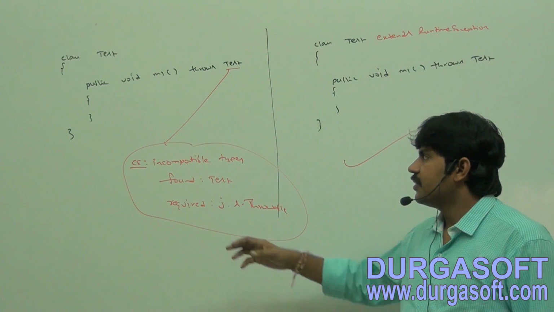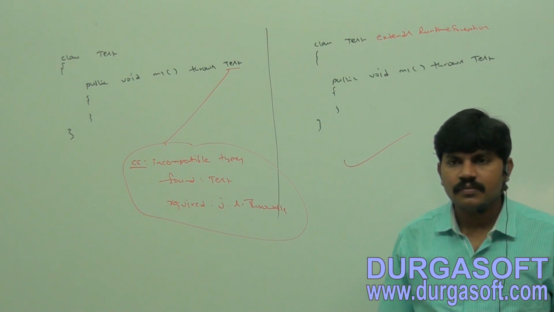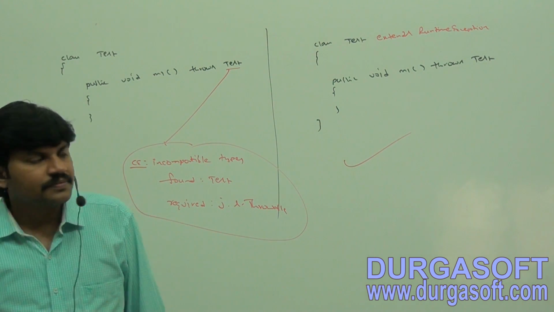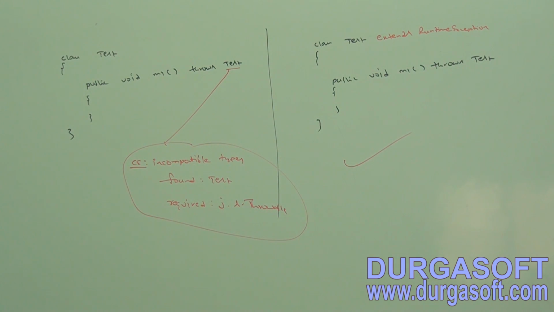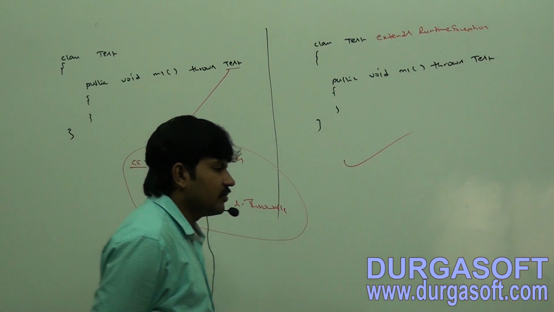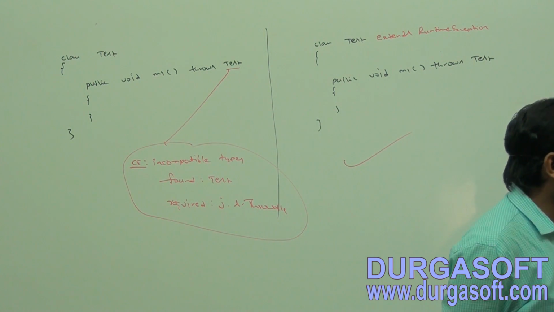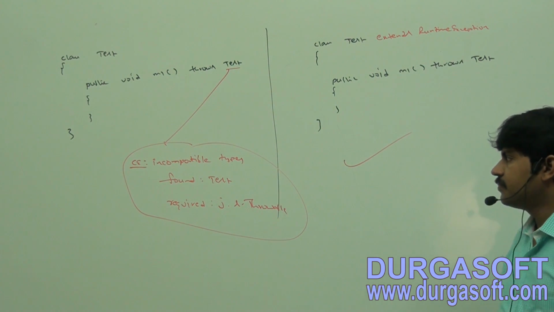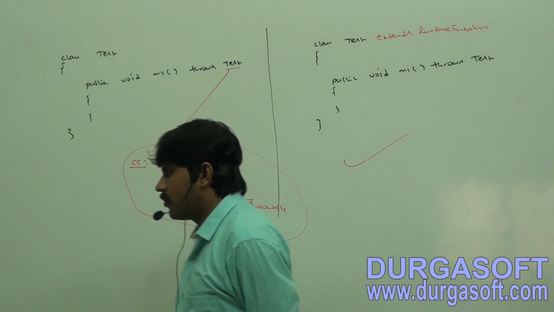Okay, take this example. class Test { public void m1() throws Test }. Compatibility: it says incompatible types, found Test, required java.lang.Throwable. Found Test, required java.lang.Throwable type.